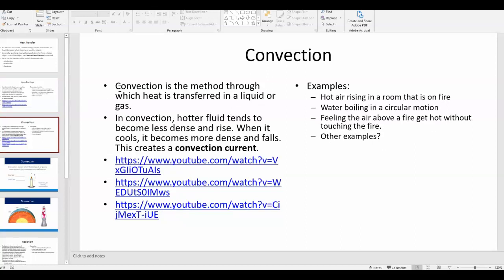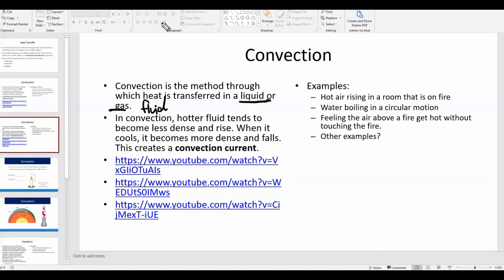Convection is the method through which heat is transferred in a liquid or a gas. And when we talk about a liquid or a gas, we collectively refer to them as a fluid. A lot of people, when they think of fluid, think of a liquid, but technically gases can also be fluids because a fluid is just anything that flows. So when I say a hot fluid, that could mean a hot liquid or a hot gas, either way. Convection is typically how heat is transferred through a fluid.